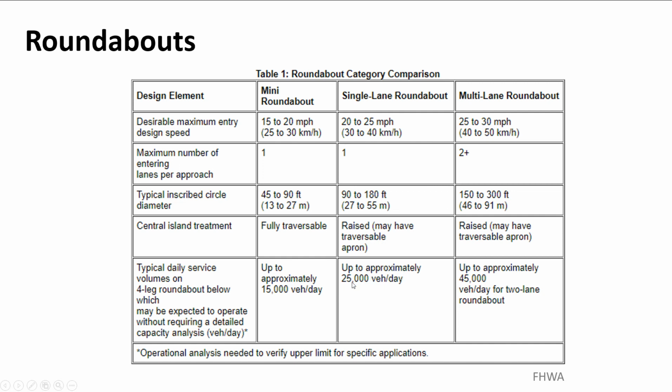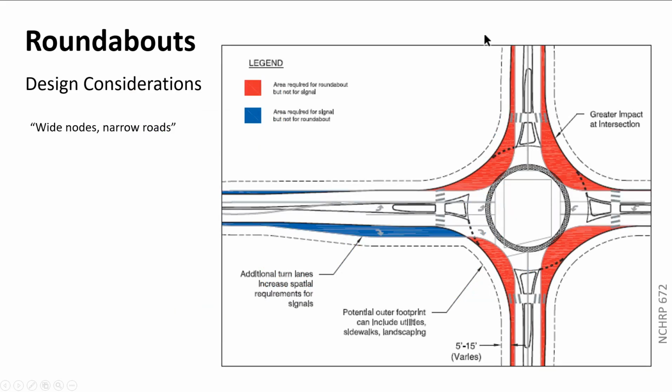And then here's some of our maximums, the max number of vehicles per day that can pass through. It's about 25,000 for a single lane roundabout, about 45,000 for a multi-lane roundabout. And that's why you would jump up to a multi-lane, just because you need that capacity. You've got that much traffic out there.